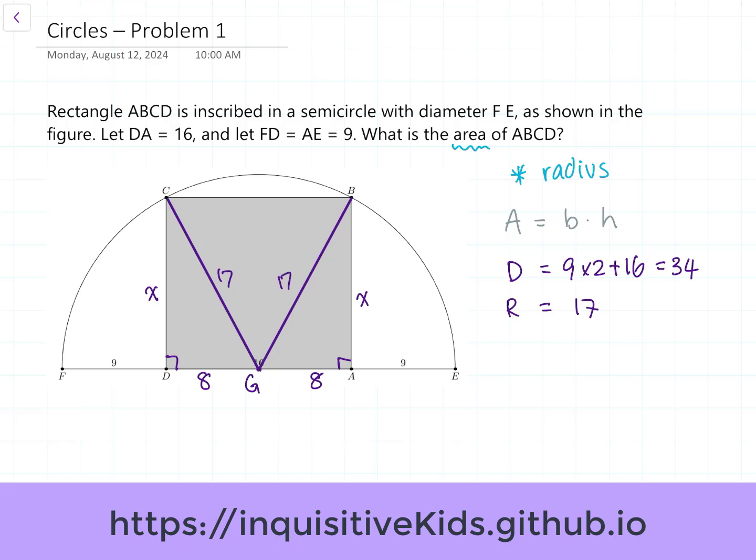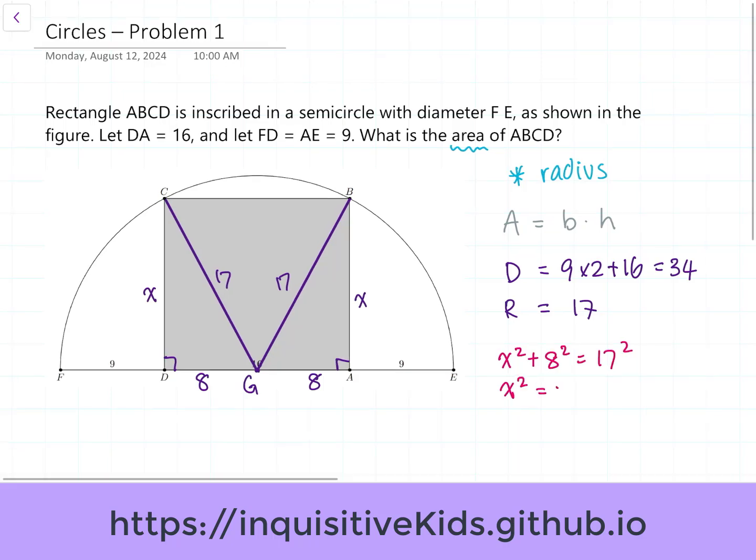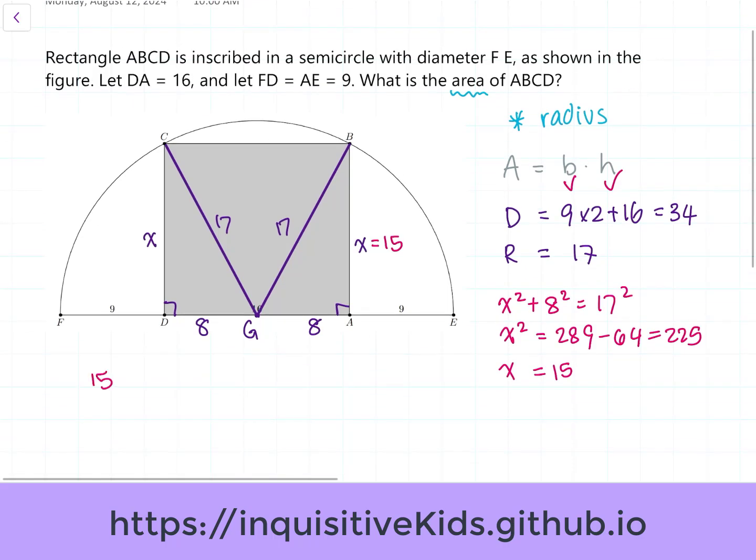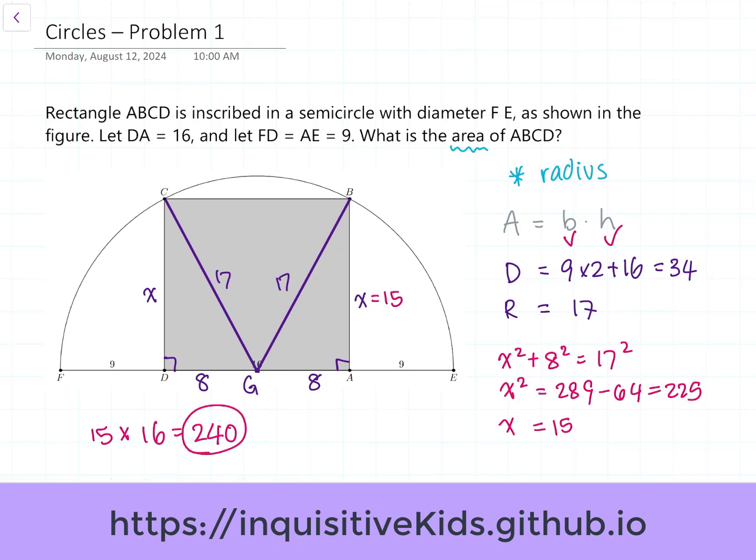Now we can use the Pythagorean theorem to find out x. We know that x squared plus 8 squared is equal to 17 squared. X squared is then equal to 289 minus 64, which is 225. Therefore, x is equal to 15. And now that we know x is equal to 15, we already know the base and the height of the rectangle. Now we can multiply. 15 times 16 is equal to 240. So the final answer of this problem is 240.